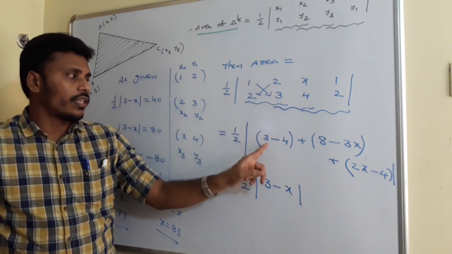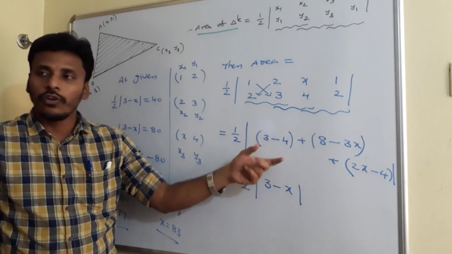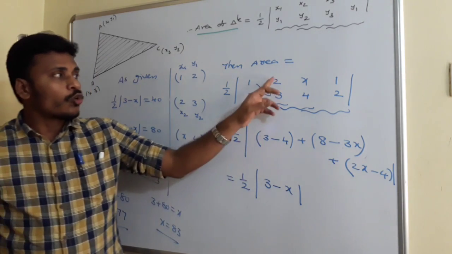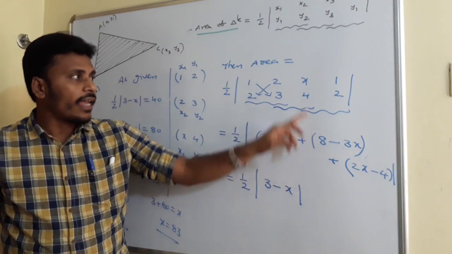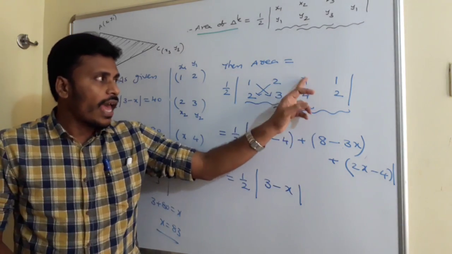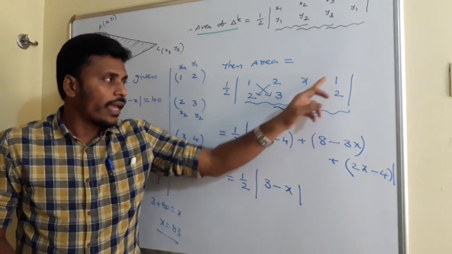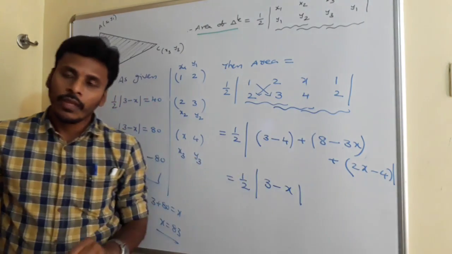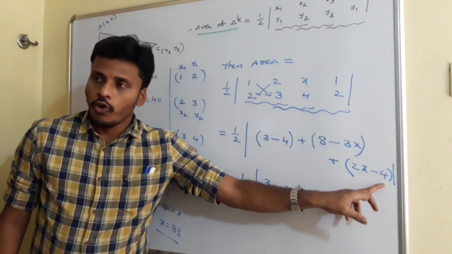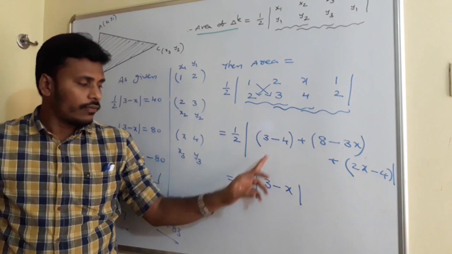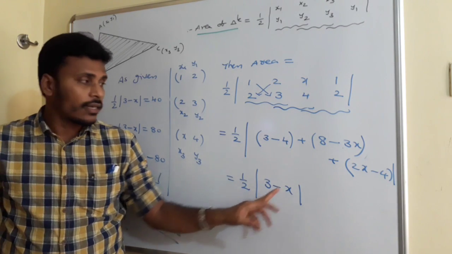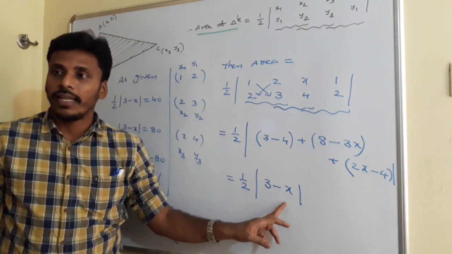1 into 3 is 3 minus 2 into 2 is 4. So this is 3 minus 4. Right? Plus 2 into 4 is 8 minus x into 3 is 3x. And for the last block, x into 2 is 2x minus 1 into 4 is 4. Now if you combine all these things, see 8 minus 4 is 4 and then here you have 1 minus 1, 4 minus 1 is 3. Whereas coming to the variable part, that means x part, minus 3x plus 2x is minus x.